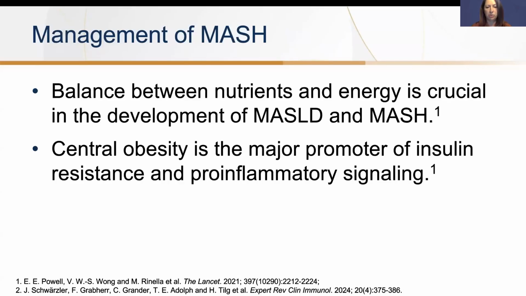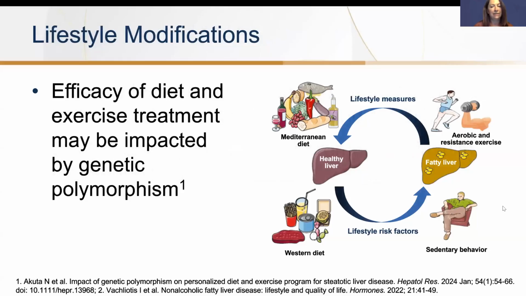Management of NASH. You want to have a balance between nutrients and energy, which is crucial in the development of MASLD and MASH. Central obesity, again, is a major promoter of insulin resistance and pro-inflammatory signaling. Lifestyle modifications. Obesity is a complex disease with interactions of environmental influences, like calorie-dense food and sedentary lifestyles, along with known obesity risk genetic variants that increase people's risk for gaining weight and affect their ability to lose weight. We know that the efficacy of diet and exercise treatment can be impacted by these genetic polymorphisms.